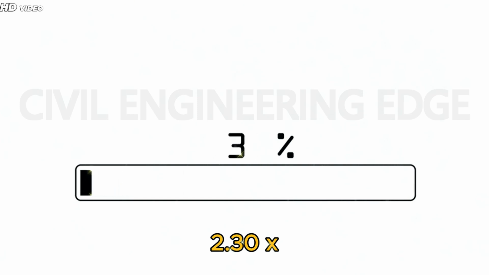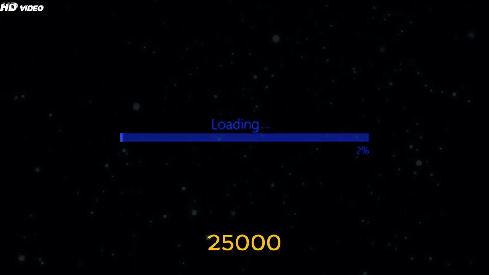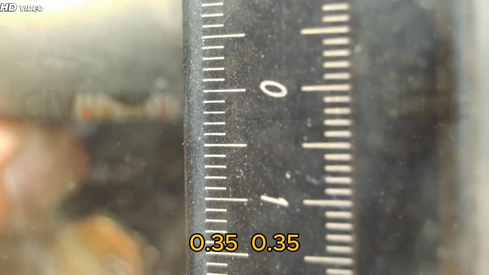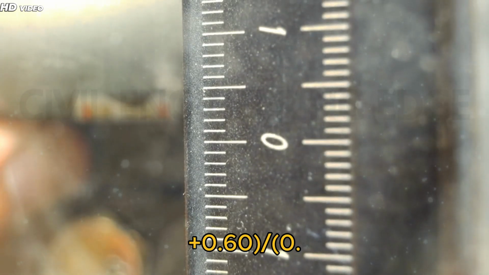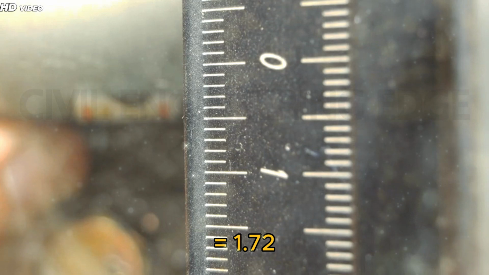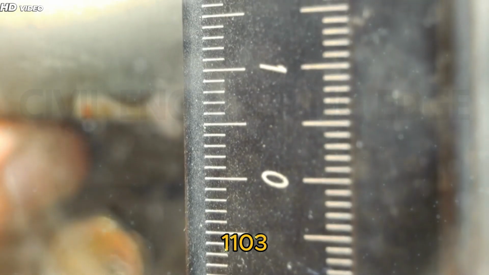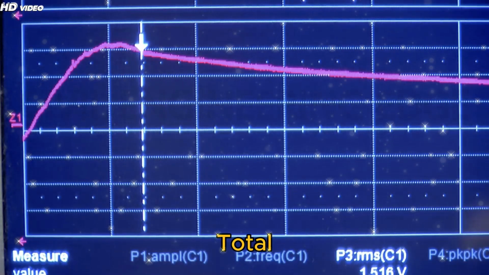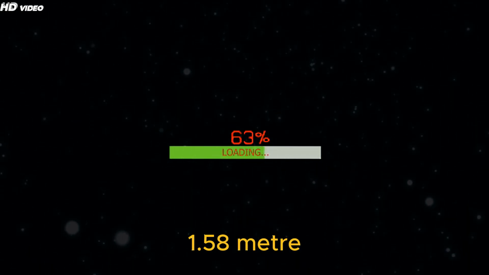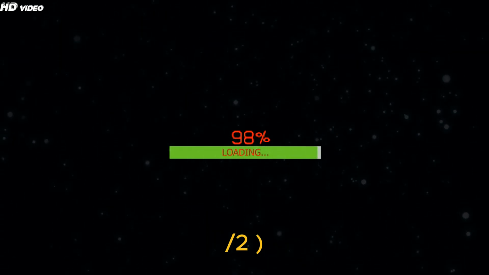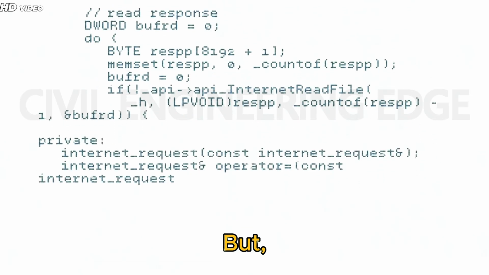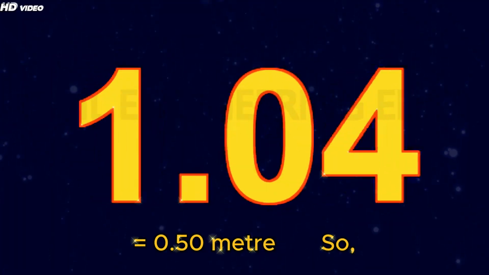13,125. 22,575. 3,150. 7,763, 2.10, 2.22, 0.35. 0.35, 0.70 plus 0.60 plus 0.60, 0.60 plus 0.30, x 2.30 / 3 equals 0.70 plus 1.02 equals 1.72. 88,200, 29,138 equals 1.58 minus 1.50 equals 0.080 meter, but B/6 equals 3/6 equals 0.50 meter.